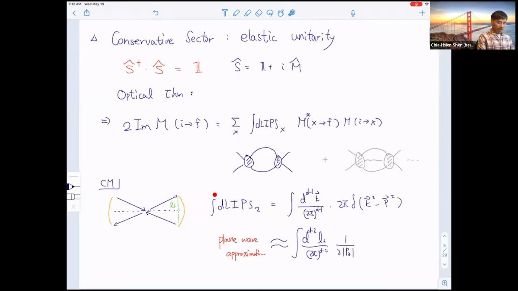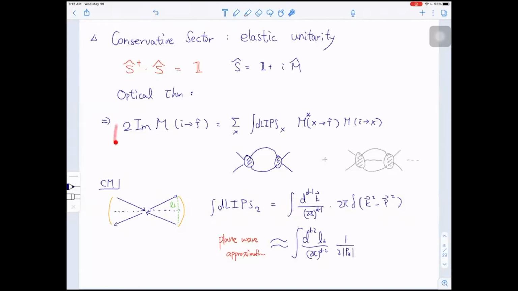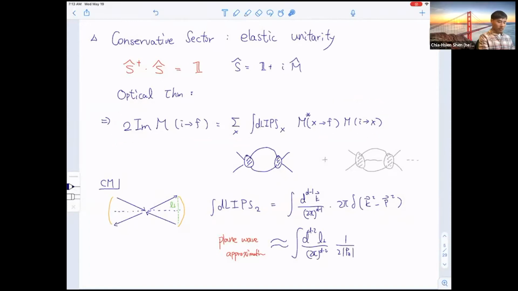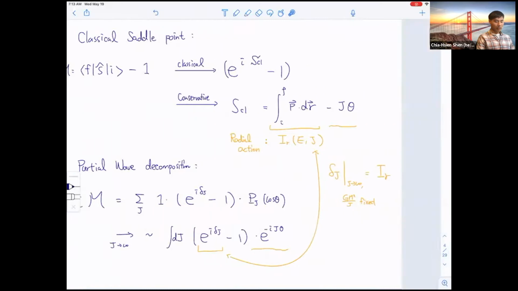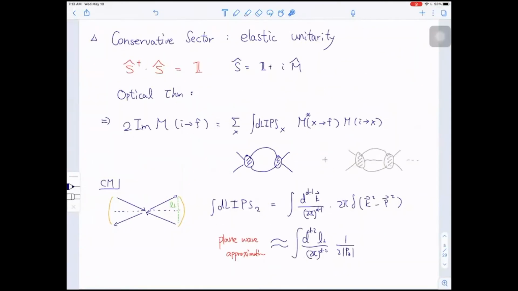So this phase space integral is an integral over this sphere. And that's why in the partial wave basis, we can simplify this integral because of rotational invariance. And in order to satisfy this optical theorem with only the two-particle state, that will give rise to this partial wave decomposition formula. Of course, that's something we're not using in the textbook.